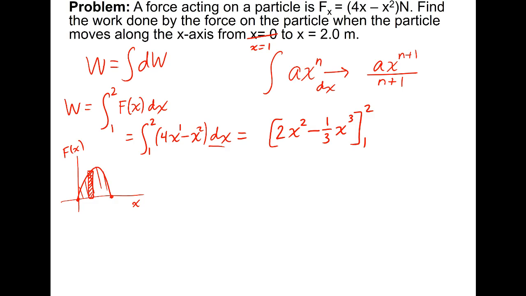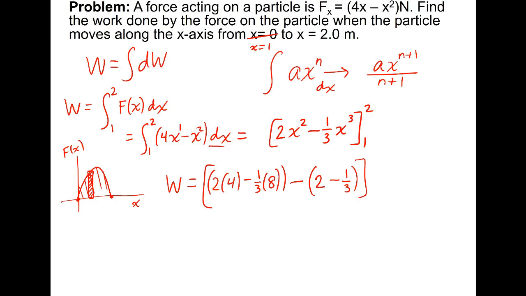Okay? So we're going to go ahead and evaluate this. So first we're going to have 2 times 2 squared, which is 4, minus 1/3 times 2 cubed, which is 8. And then we're going to evaluate this when x is 1, so it'll be 2 minus 1/3.